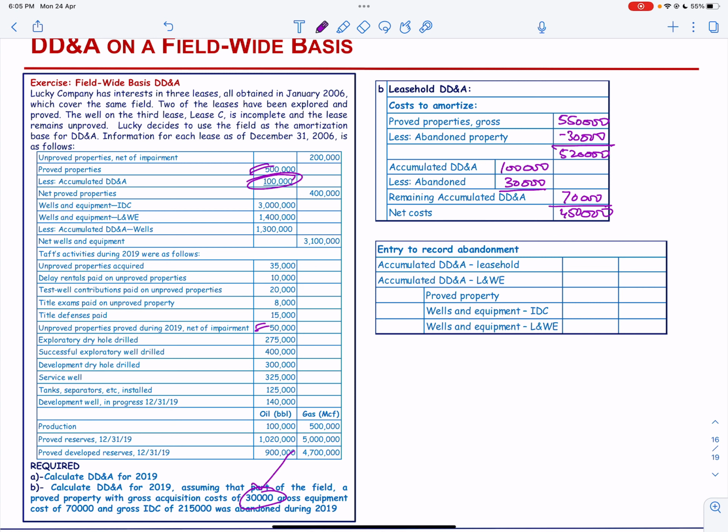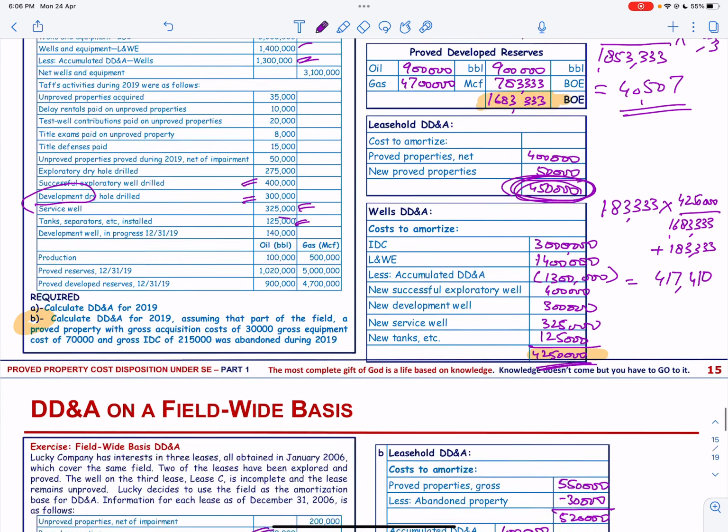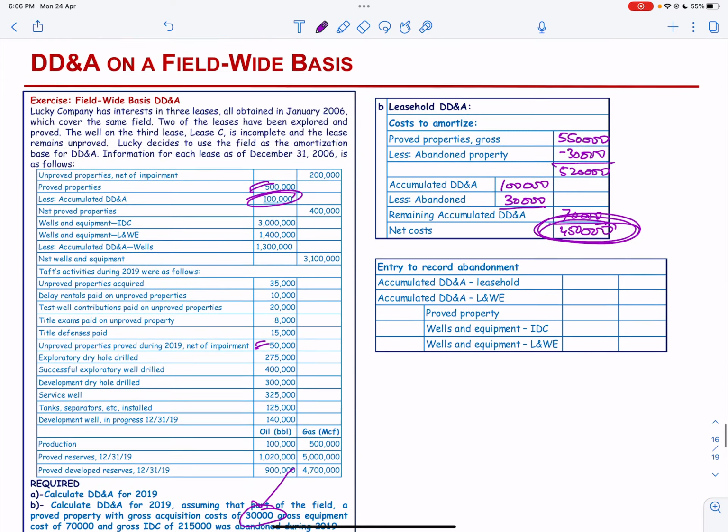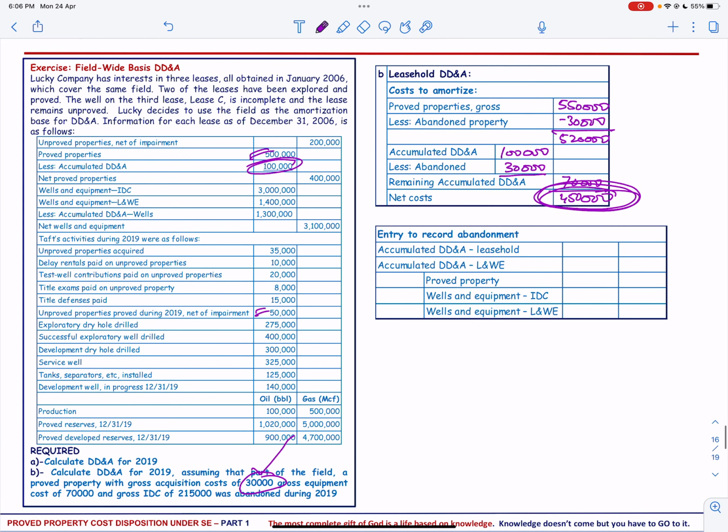Now what you can see is that we have the net cost of 450,000, and we had the net cost of 450,000 here as well, because abandonment does not affect the amount of net proved property cost being amortized, and the same would be true for wells and equipment. Therefore the amount amortized for B is the same as for A, that is 450,000.